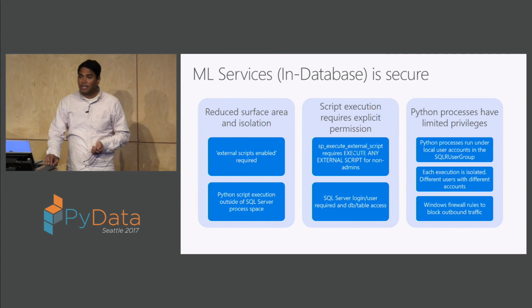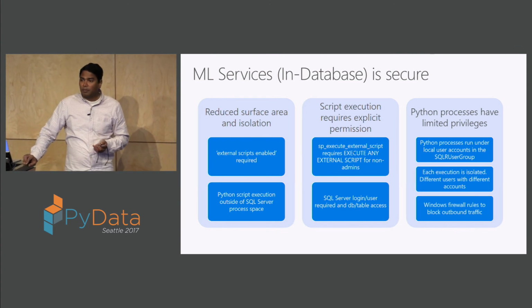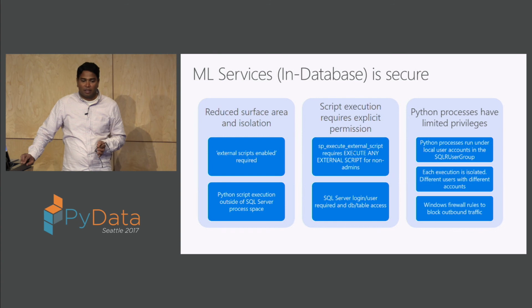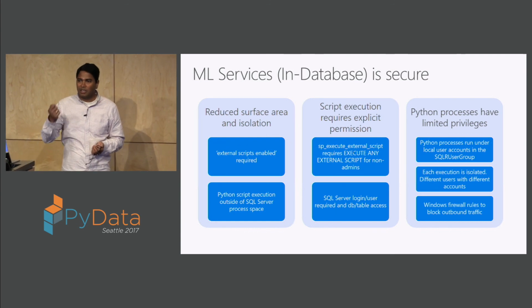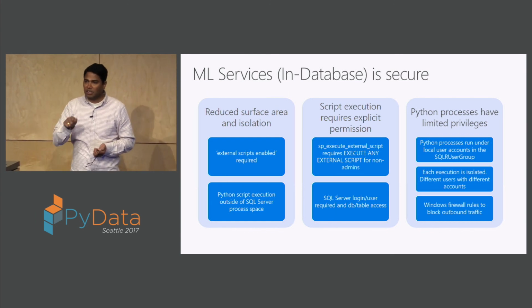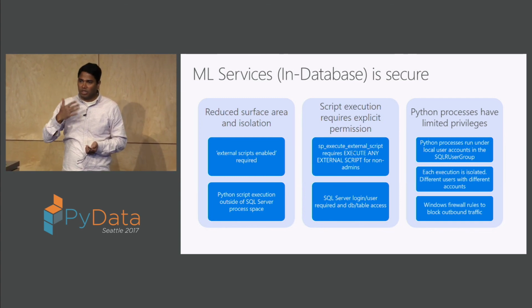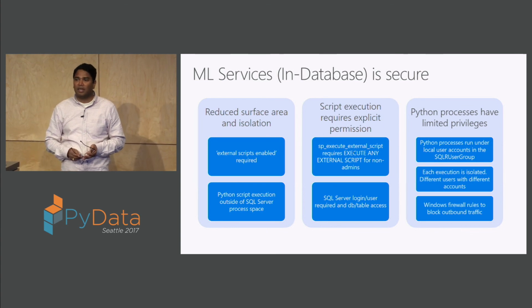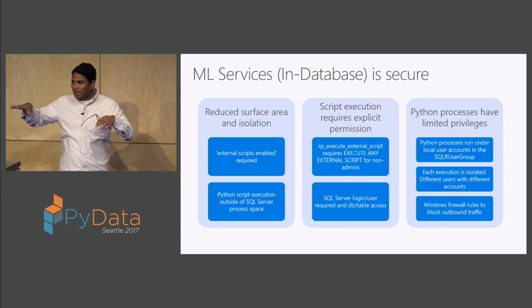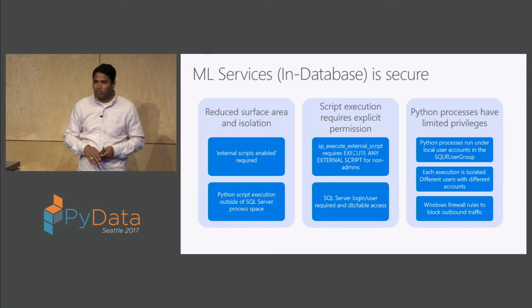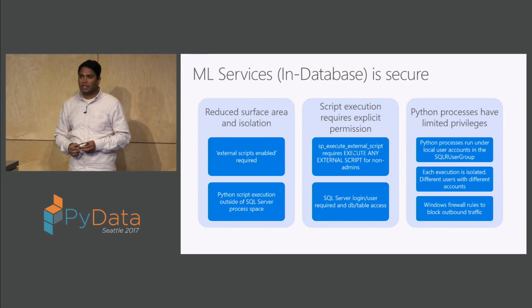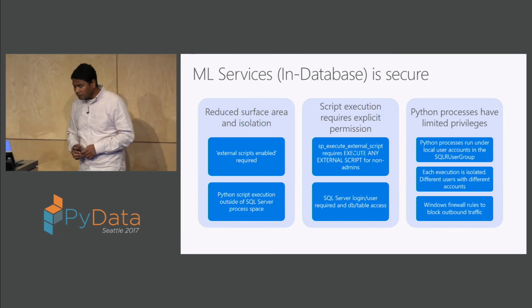And as I said before, the Python and R processes are isolated processes, and they are running under a very low-privileged user. There is a special local user that is created, which has low privileges. It's running behind a firewall, so it cannot communicate with the external network and so on. And two separate processes cannot talk to each other. So we made sure that a lot of isolation and other things are in place.